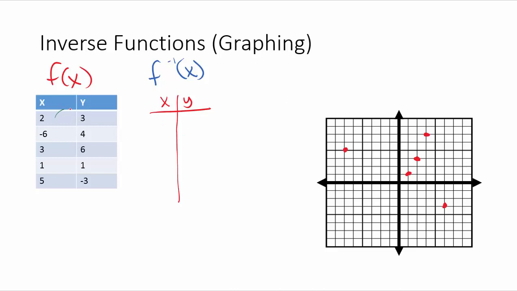But first, let's flip-flop all of these ordered pairs to see what the inverse looks like. So the point (2, 3) becomes the point (3, 2). The point (-6, 4) becomes the point (4, -6). You get the idea, so I'm just going to flip all the x's and the y's here.